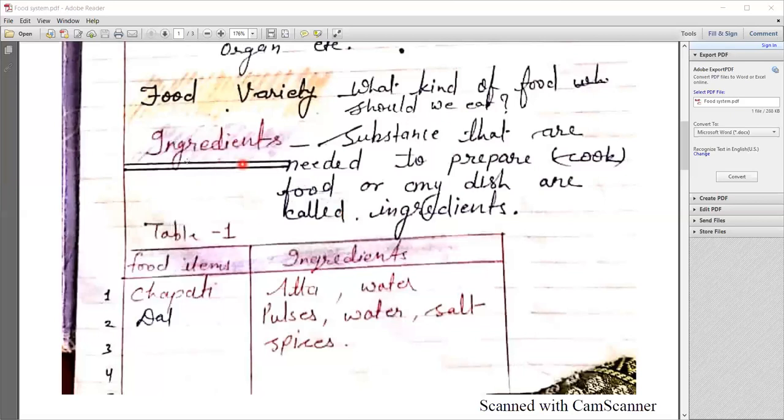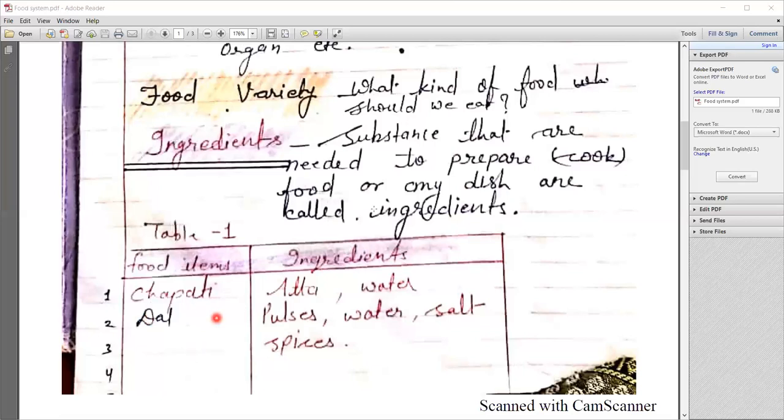Ingredients means, in table number 1, I have made two columns. In one column I have written food names, and in the second column I have written the name of ingredients. So here you can say to make chapati we need atta, means wheat flour, and water, and to make dal we need pulses, water, salt and spices. So these substances which are needed to prepare any dish are called ingredients.